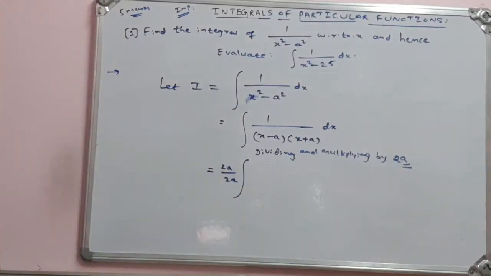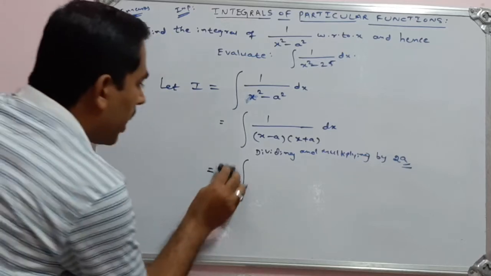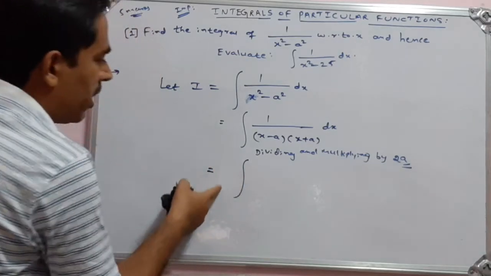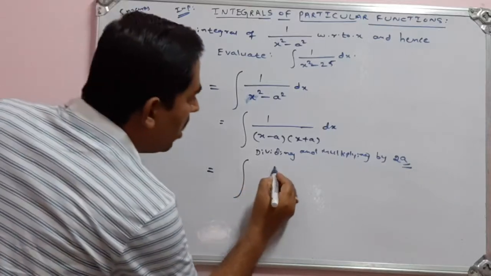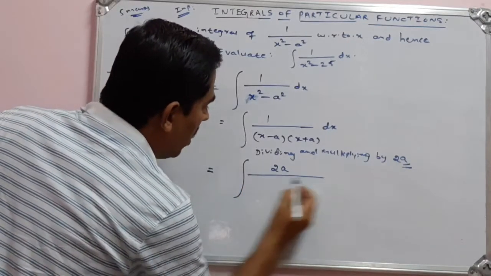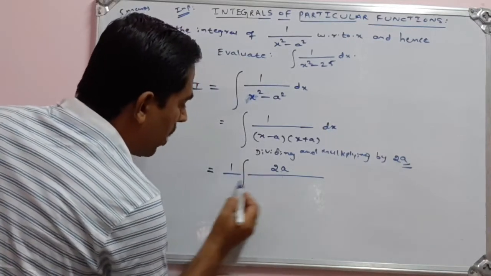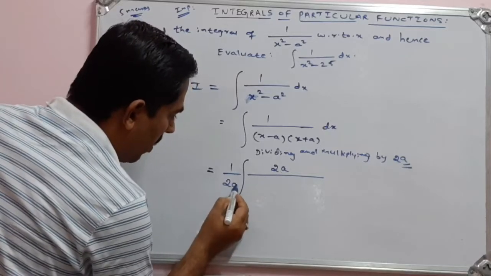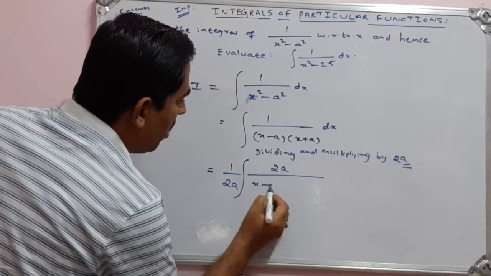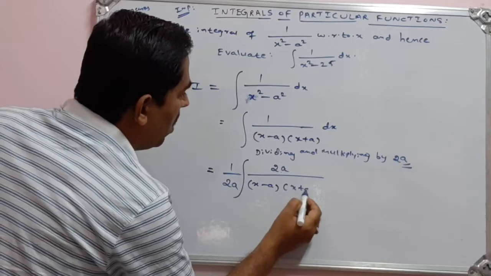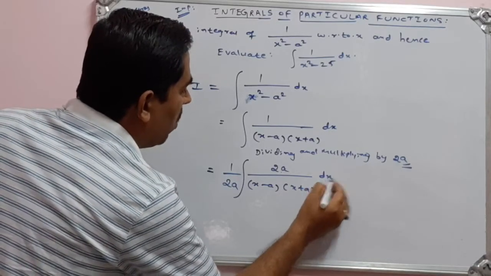Okay, I have another 2a, so that I can write it here. Observe this, 2a divided by 2a. I will write 1 by 2a in the numerator, and another 2a I write in the denominator itself. Then what is my denominator? x minus a into x plus a, dx.